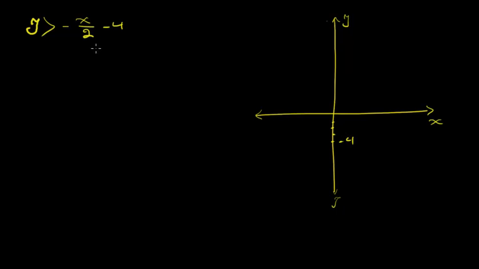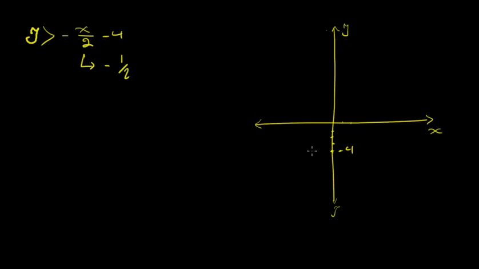So the slope is minus x over 2, that we can write as minus 1 over 2. It means if I run by 2, I go down by 1. Run by 2, down by 1. If I go in the opposite direction, it means if I run by 2, rise by 1. Run by 2, rise by 1. So the line would be something similar to this one.